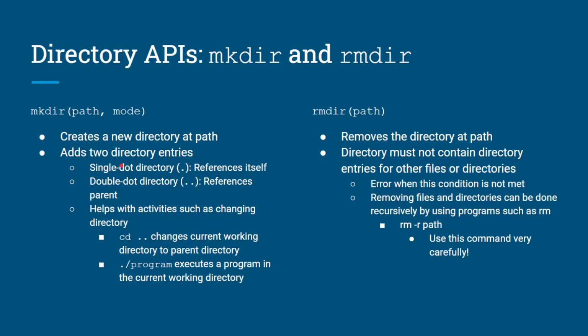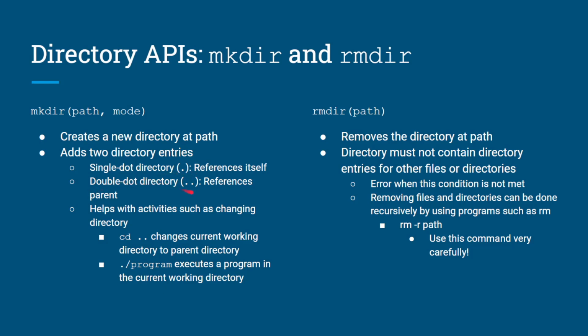The first is 2 directory entries are added to the subdirectory you create. The first directory entry is the single dot directory. The single dot directory is very odd in that it is actually a directory entry pointing to the inode of itself. So if, let's say, this new directory has an inode of 5, that inode of 5 will be set for the single dot directory.